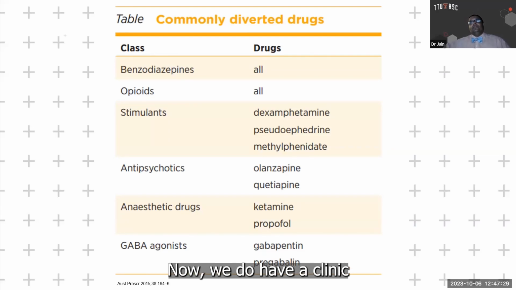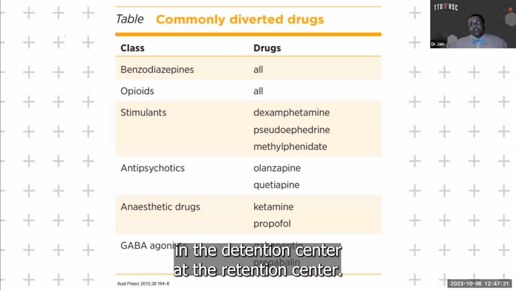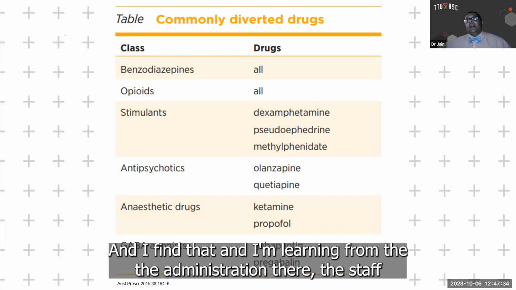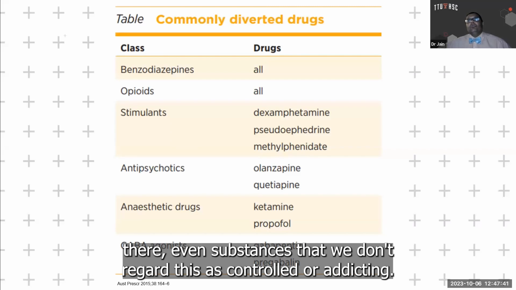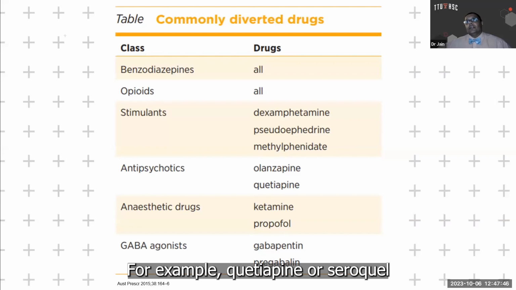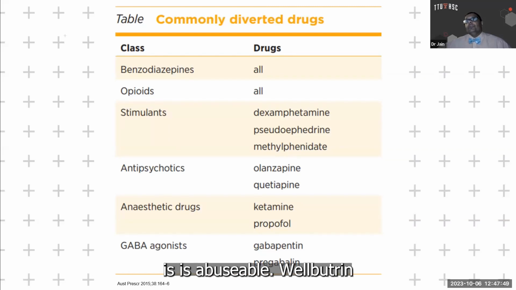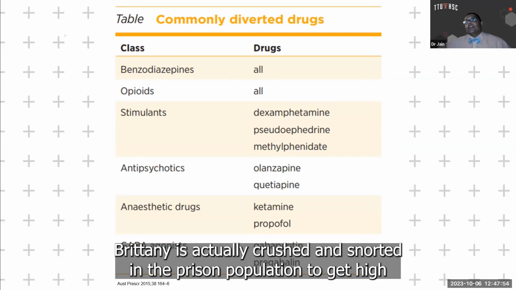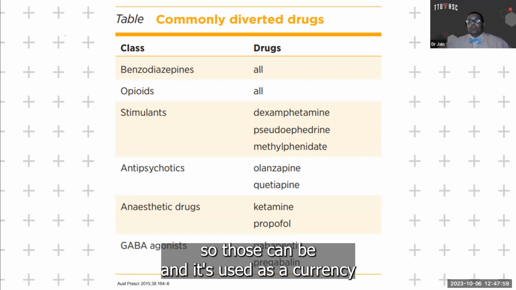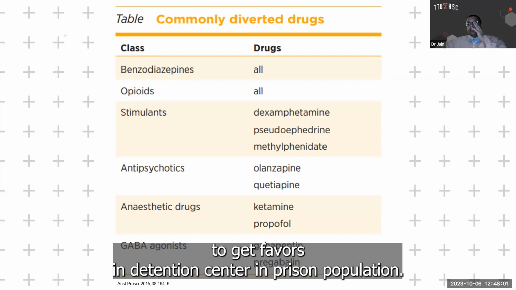Now, we do have a clinic in the County Detention Center. And I'm learning from the administration and the staff there that even substances that we don't regard as controlled or addicting, for example, quetiapine or Seroquel, are abusable. Wellbutrin could be an abusable thing. Wellbutrin is actually crushed and snorted in the prison population to get high, and it's used as a currency to get favors in the detention center and prison population.